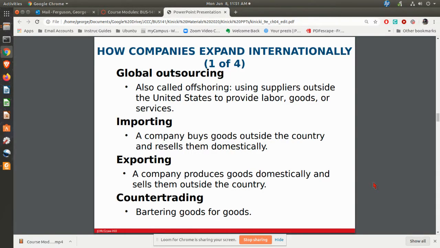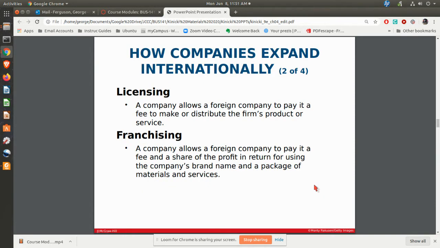So outsourcing is basically having suppliers provide the labor and the goods for you. Importing is just buying the stuff that you need. Exporting is where you make your stuff and then you send them outside. Licensing is where you make an agreement with another company where you might sell each other's products.